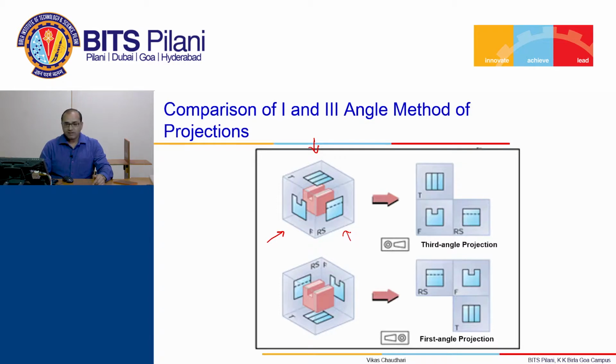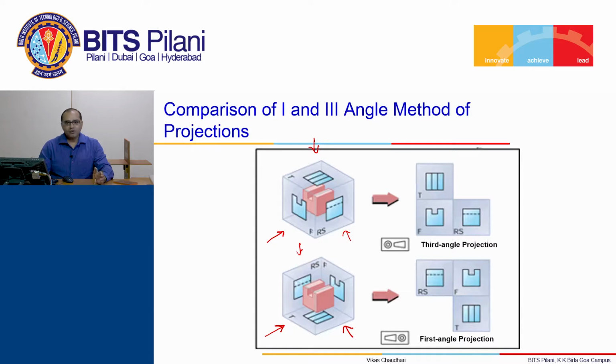In a similar way, the second figure shows the first angle method of projection. The first quadrant is shown. This is the direction. For front view, we have the observer, object and plane of projection. For top view, we have the observer, object and plane of projection. For side view, the visible side view is again the right side view. We have the observer, object and plane of projection.